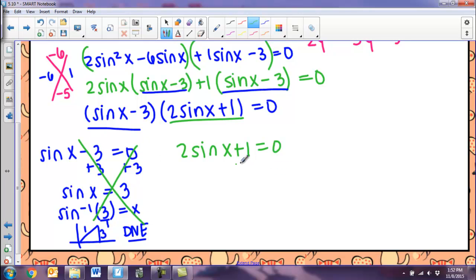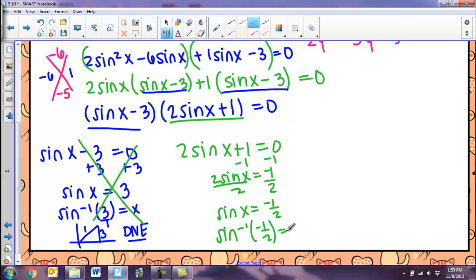So let's go ahead, and on this guy, we're going to subtract 1 from both sides and then divide by 2 because I'm trying to get my sine by itself. And now I'm going to take the inverse sine of both sides. This one is much nicer. I have a number less than 1. I recognize that as something on my unit circle, so I can go ahead and find some general solutions over here.